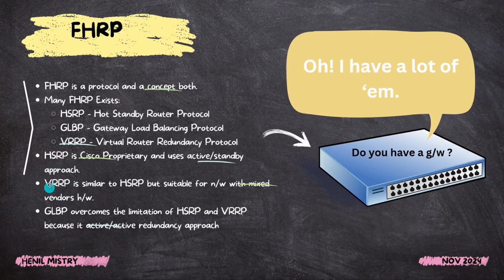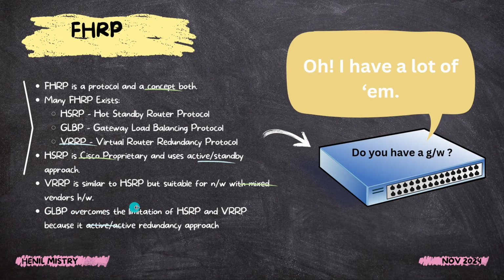GLBP, that is Gateway Load Balancing Protocol, overcomes the limitations of HSRP. In the active standby mode, there is only one active gateway. It introduces redundancy, but there is no load sharing, because there is only one point for your traffic to enter and get out of your network. So the bandwidth at that particular link may be a bottleneck. To overcome that limitation, GLBP is there.